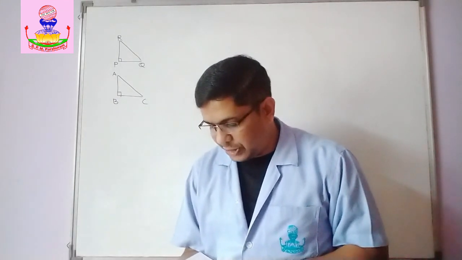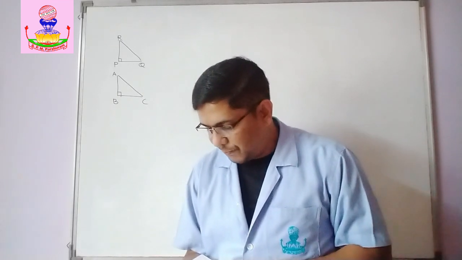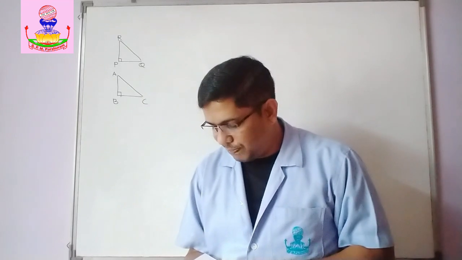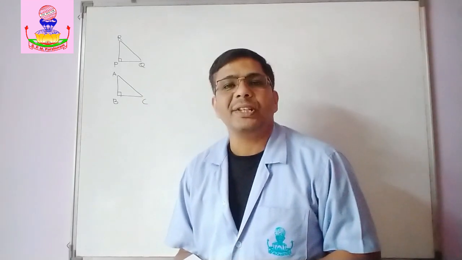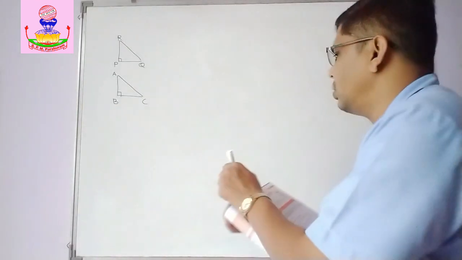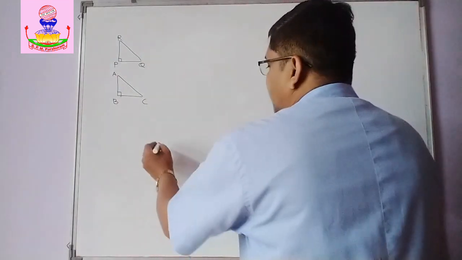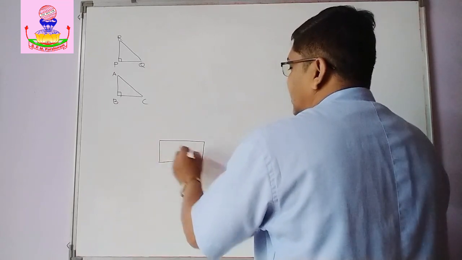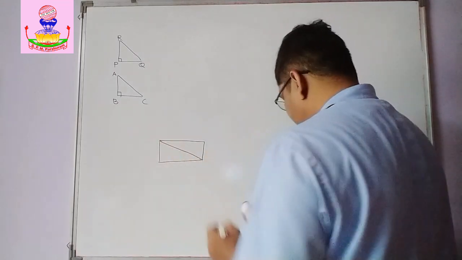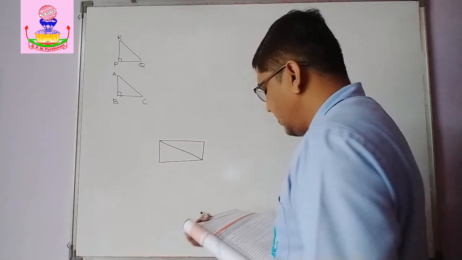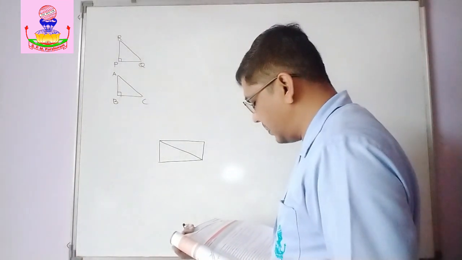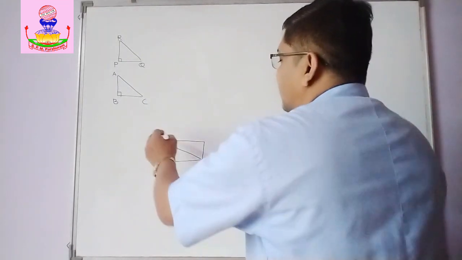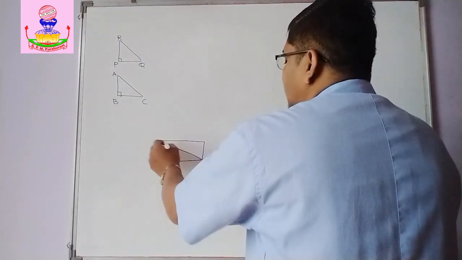Which is the longest side of a right triangle? Hypotenuse. Then fourth one, the diagonal of a rectangle produced by itself the same area as produced by its length and the breadth. This is Pythagoras theorem. Compare it with the Pythagoras property. So what you can do, draw a rectangle, and draw its one diagonal.